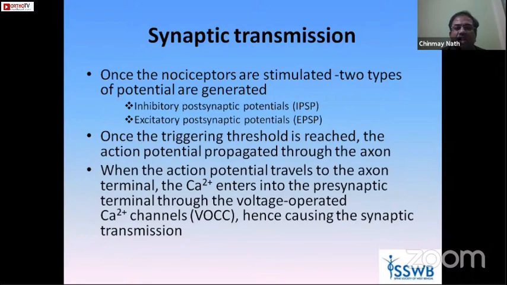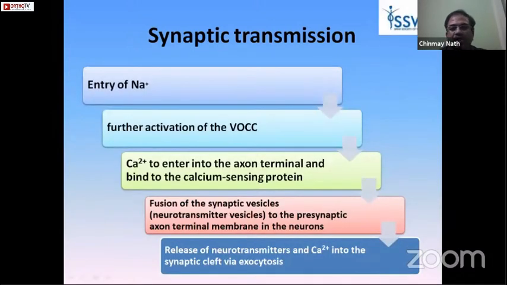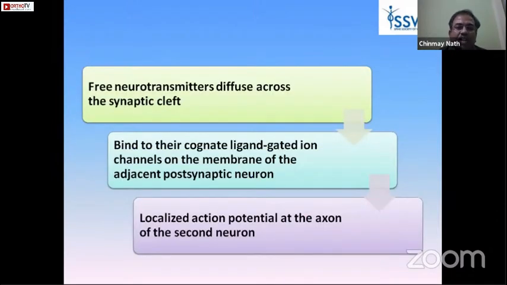In synaptic transmission, two types of potentials are generated: the inhibitory postsynaptic potential and the excitatory postsynaptic potential. Once the triggering threshold is reached, the action potential propagates through the axon, and when it travels down the axon, calcium ions enter the presynaptic terminal through the voltage-gated calcium channel, hence causing the synaptic transmission. Now this is the step-by-step representation: entry of the sodium ion, then activation of the VOCC, then calcium enters the axon terminal, then fusion of the synaptic vesicles to the presynaptic terminal membrane, and release of neurotransmitter into the synaptic cleft, which I've already told. Then free neurotransmitter diffuses across the synaptic cleft and binds to the receptor.